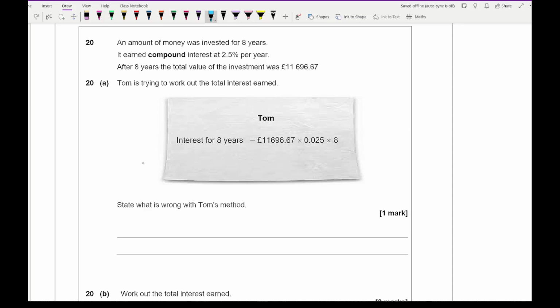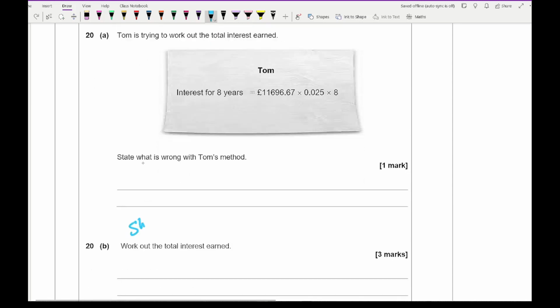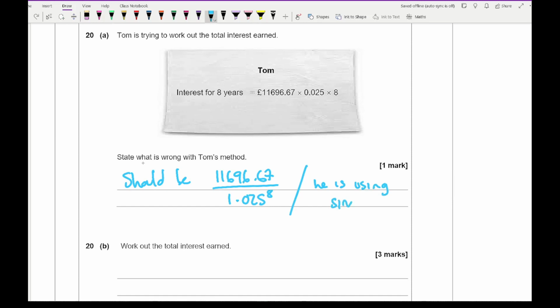So again, something along the lines of, in terms of this, it should be 11696.67 over 1.025 to the power of 8 in terms of compound interest. But also another reason is that he is using simple interest, not compound interest, because obviously the interest amount is going to be changing each year.